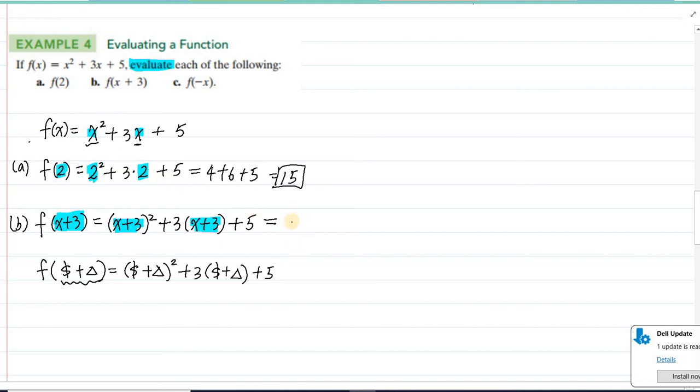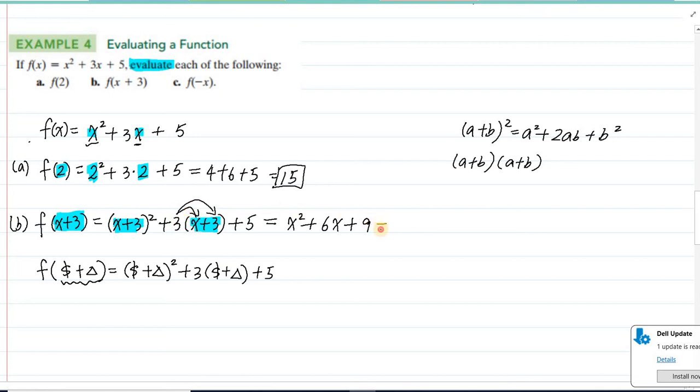So part B, once we plug it in, the rest of the stuff is we're just going to simplify. x plus 3 squared, so I can use this formula: a plus b squared is equal to a squared plus 2ab plus b squared. Of course, if you don't like this method, you can always do your FOIL method, it doesn't really matter. So I'm going to write this as x squared plus 6x plus 9. Then I'm going to distribute this. That will be plus 3x plus 9 and plus 5.